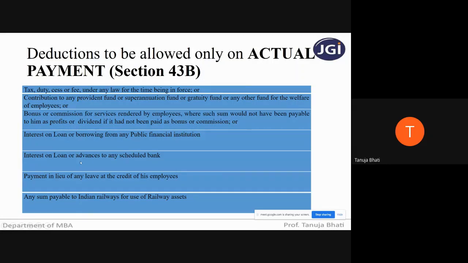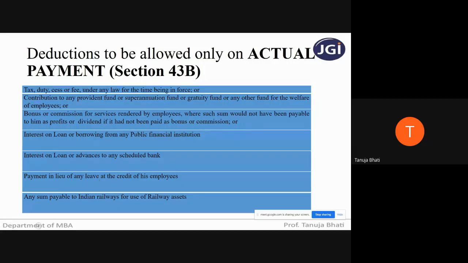Next, interest on loan or advances to any scheduled bank. Again, such expenditure will be allowable only when the payment is made on actual basis. Next, payment in lieu of any leave at the credit of his employees, that is leave encashment. Only if the payment is actually made by the employer can the employer take the benefit of it. If not, it cannot take the benefit of it.